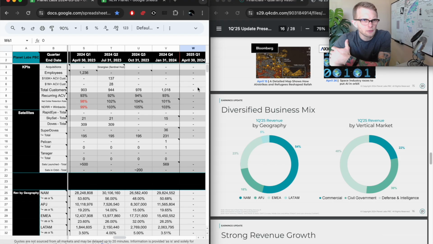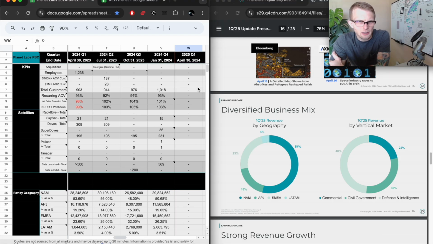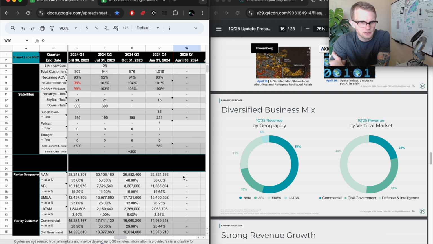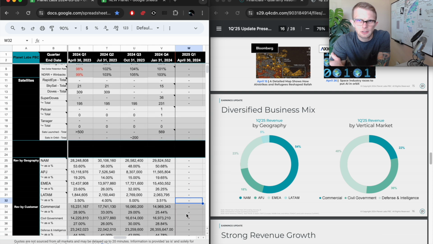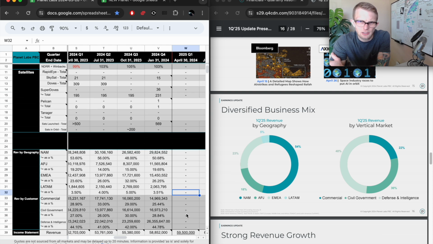All right, so revenue by geography. We have North America being 54%. That compares to 50%. Okay, so North America's increasing. Asia Pacific, Japan, 19.65 to 18, so shrinking a little bit. We have Europe, Middle East, and Africa, 26% going to 23, and then Latin America going from 3.5% to 5. Okay. And for vertical market, we have commercial shrinking, civil government increasing a slight bit, and then defense and intelligence is increasing. Okay.